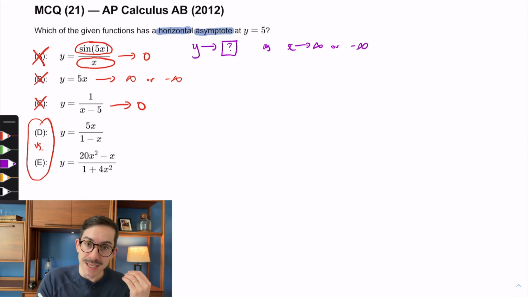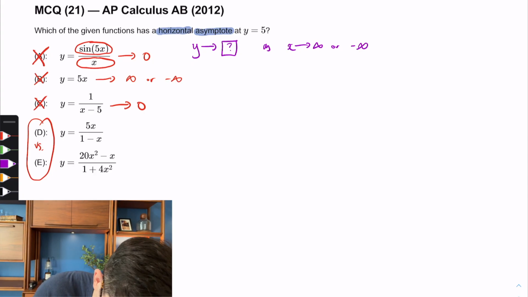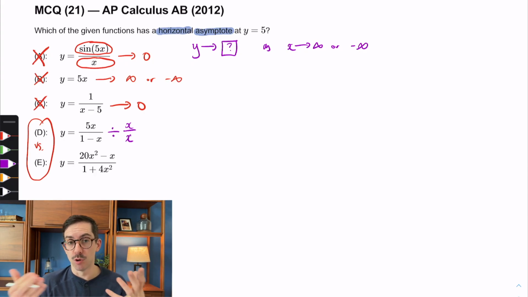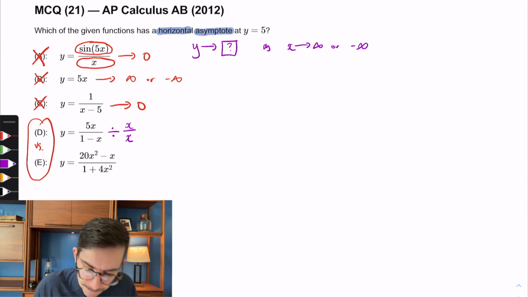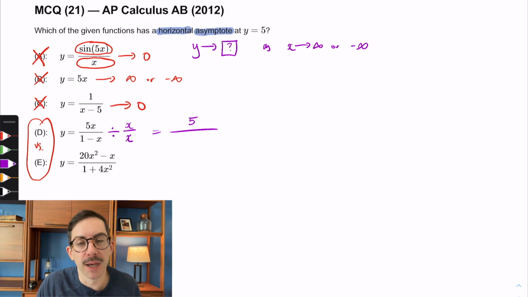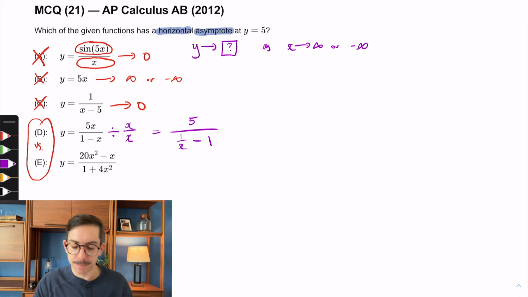So the key thing you want to use here is divide top and bottom by the same quantity. And the quantity you're going to divide by is the highest power of x that you see. So in answer choice D, the highest power of x that I see is x. So if I divide by x over x, that's really just dividing by 1, so I'm not doing anything. I'm just rewriting the function. And when I do that, I get the numerator becomes 5, and dividing term by term in the denominator, I get 1 over x minus 1.